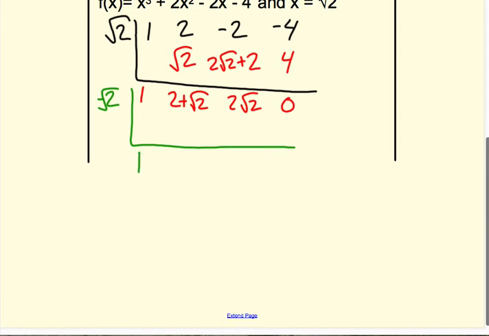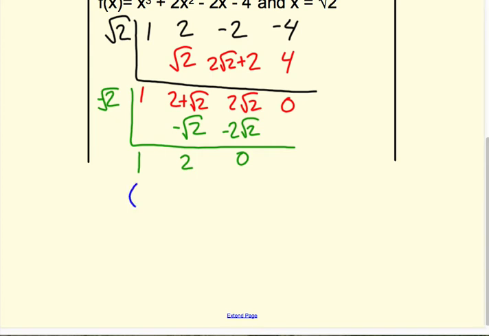So drop down the 1, multiply by negative root 2. Add these together, we get 2. Multiply by negative root 2. Add those together, we get 0. So again, our remainder is 0, which it should be, because radicals always come in pairs when they're roots. So now we can set up our semi-final factored form. We need to fix it a little bit when we've got the radical.